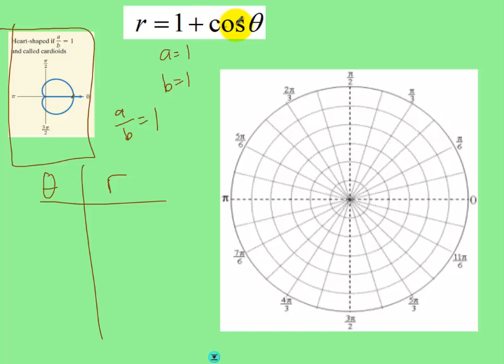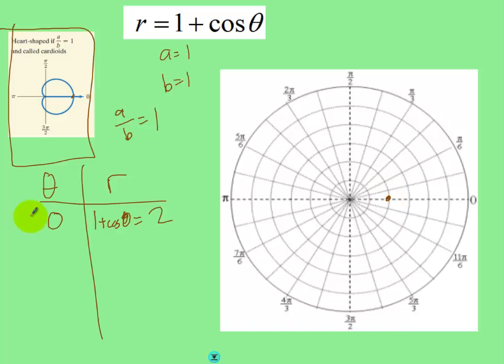One thing I might want to look at is cosine. What value for cosine is going to be at a maximum? Let's start with 0. When you have cosine of 0, it's going to be 1 plus cosine of 0. Cosine of 0 is 1, so it's 1 plus 1, or 2. So when my angle theta is 0, I know my r goes out to 2.